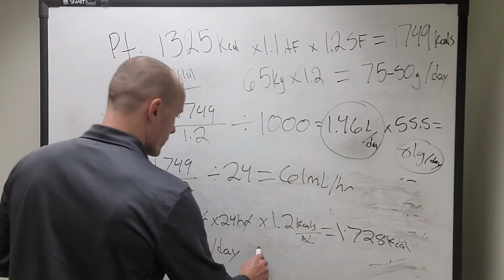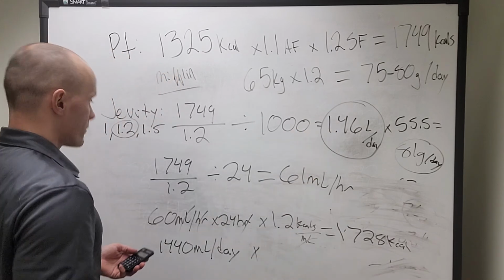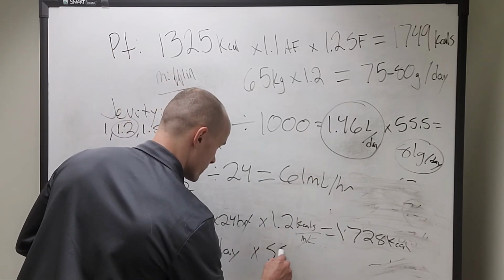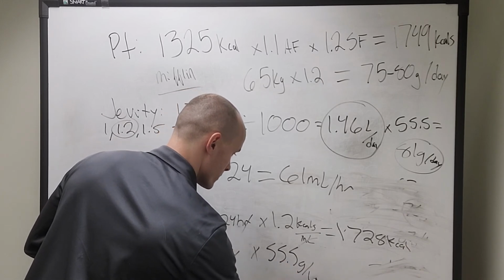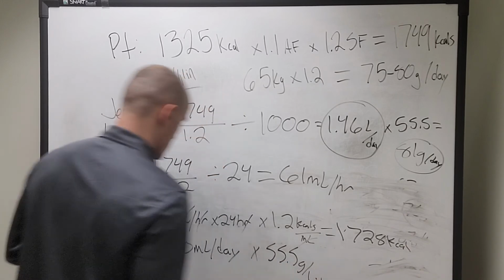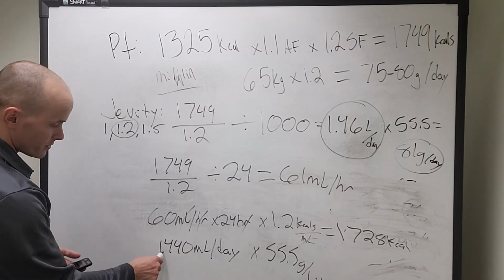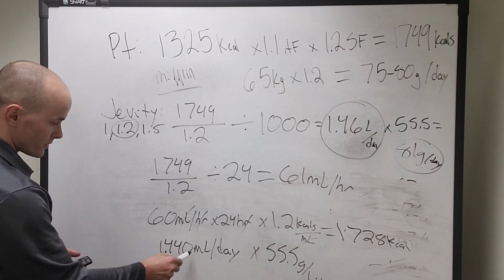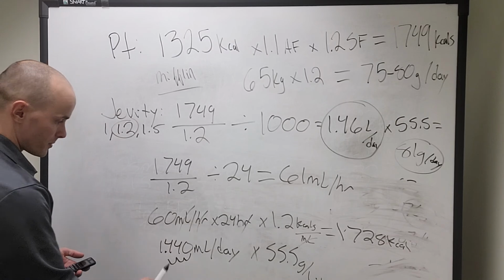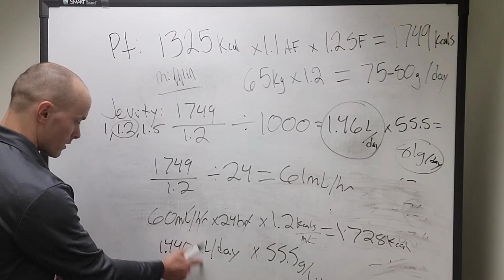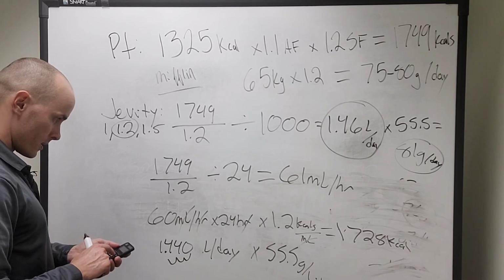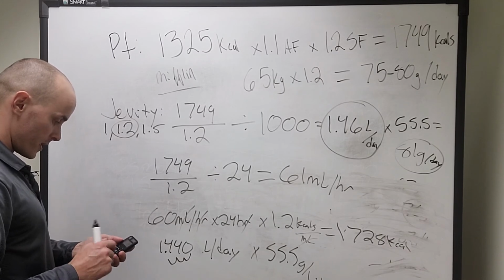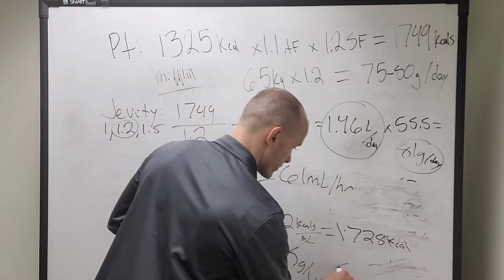And we know that this is 55.5 grams per liter. So to get from milliliters to liters, you literally just move the decimal point over 3 spots. So 1.44 times 55.5 gives you 80 grams.